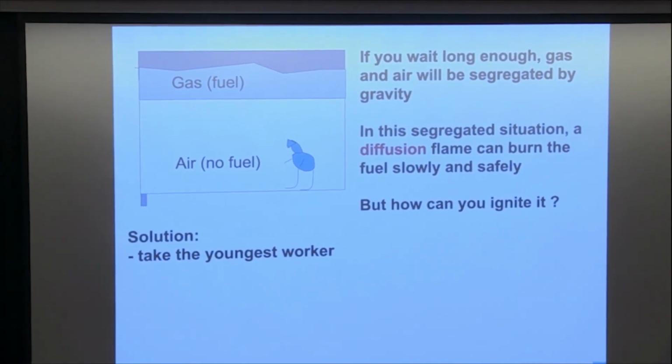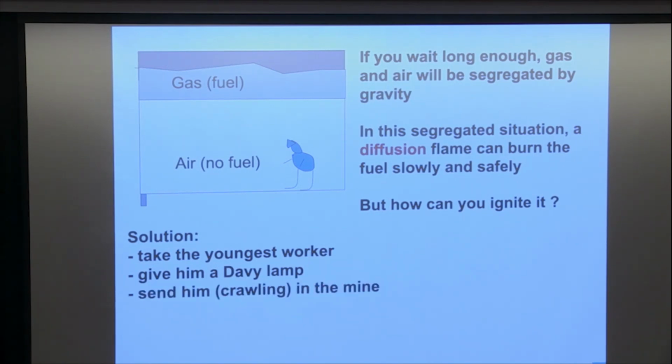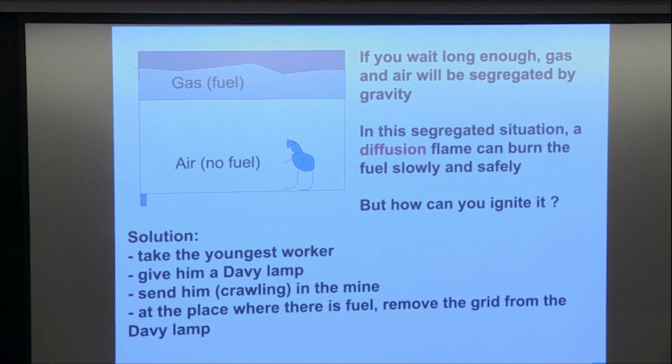You take the youngest guy. It's not a joke. Read the papers, you will see. You take the youngest guy, you don't tell him exactly what's going on, and you give him a Davy lamp, so that he can see where he goes, because otherwise he won't see. And usually he crawls in the mine. He crawls because there is much more air at the bottom than at the top. So if you crawl, you have only air. And then he goes where there is fuel, he removes the grid, and he raises his hand.